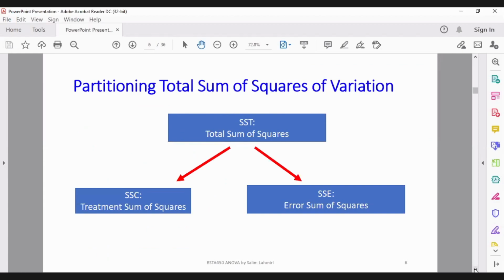Now look at some definitions. This is a recall from previous lectures dealing with linear regression. Let's define total sum of squares. Total sum of squares can be broken down into two components: treatment sum of squares and error sum of squares. So total sum of squares is composed of two major elements: the treatment sum of squares and error sum of squares.